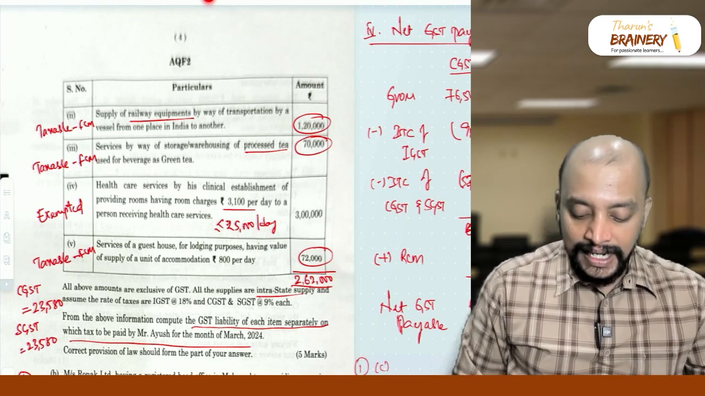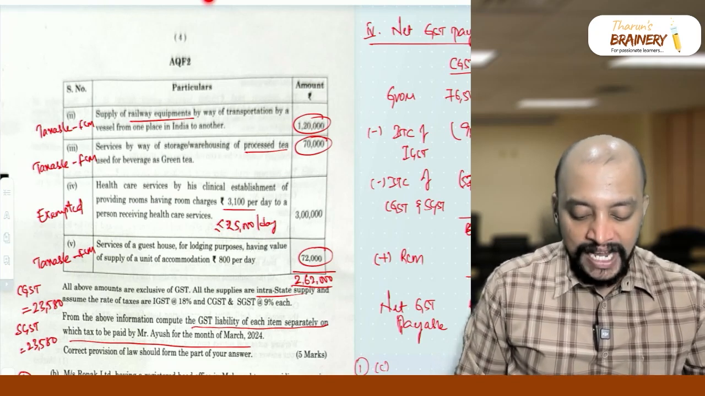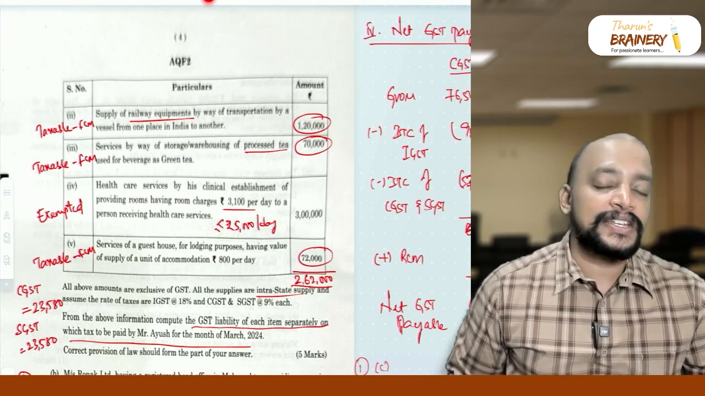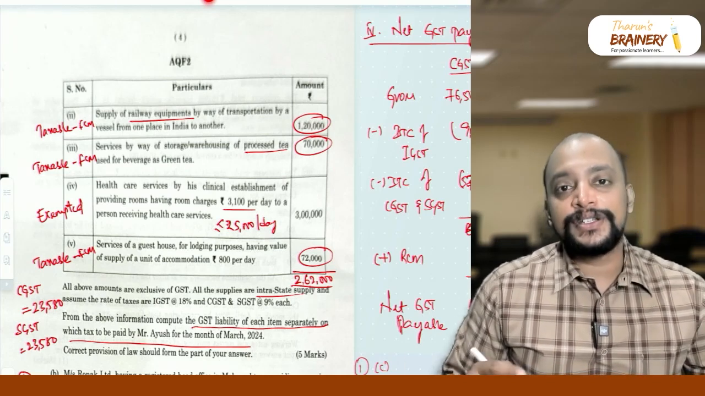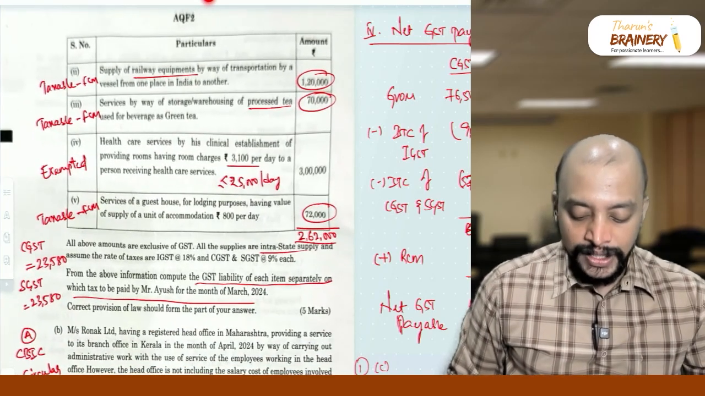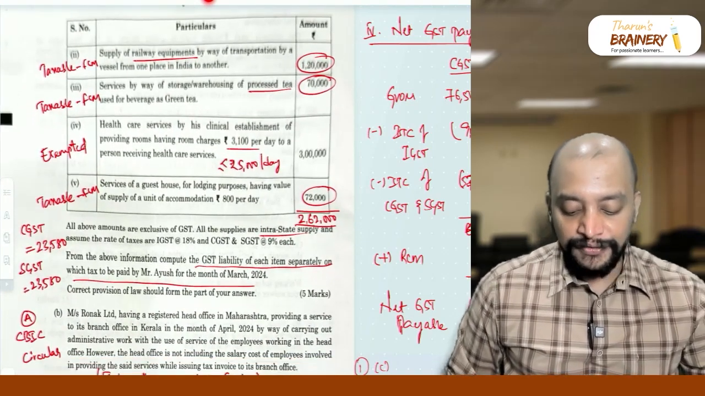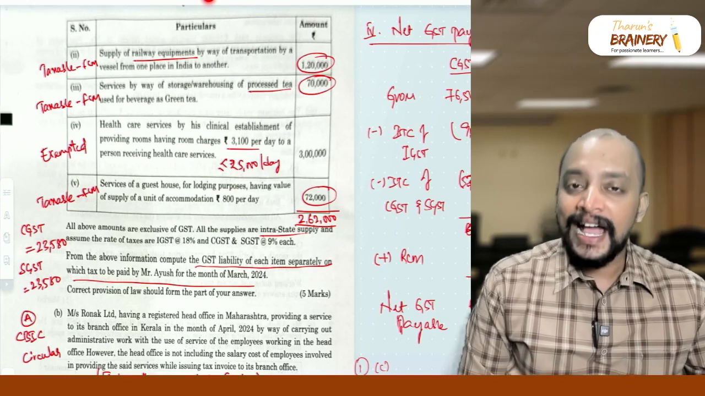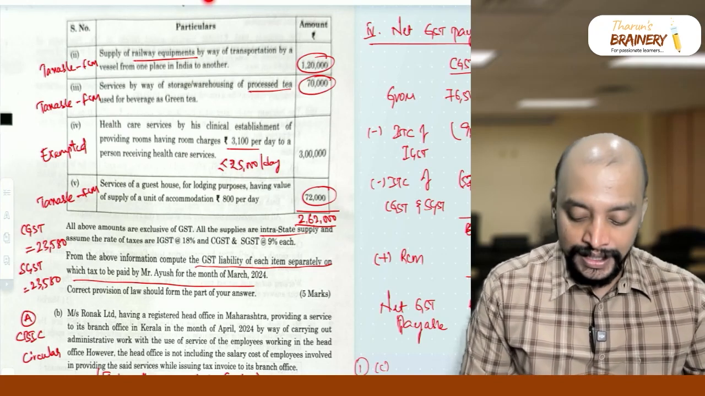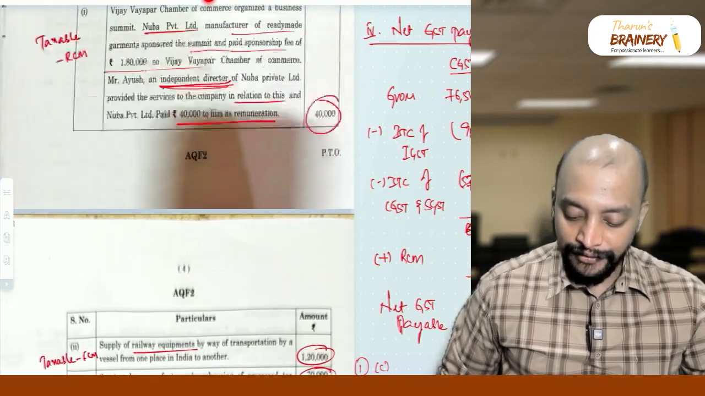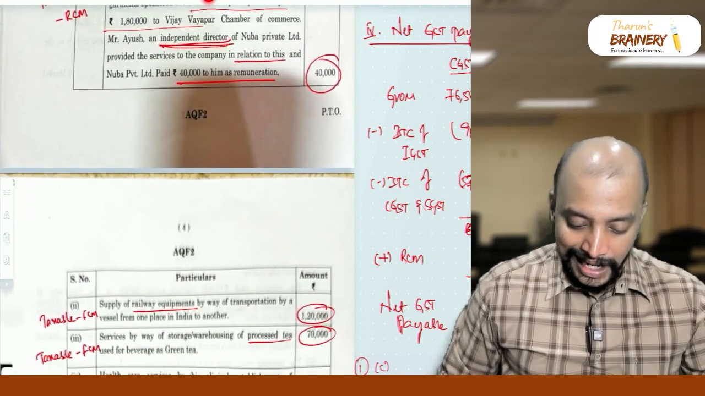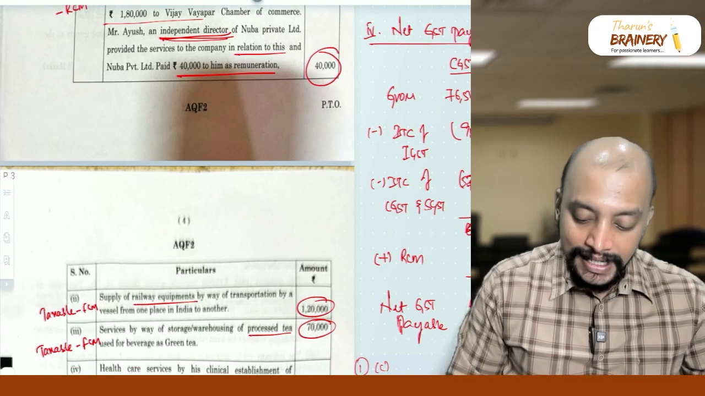Healthcare services by a clinical establishment, providing rooms with charges of 3,100 per day to a person receiving healthcare service as inpatients. If the value does not exceed 5,000 rupees per day, it is exempted. Then service of a guest house for lodging purposes having value of supply of a unit of accommodation 800 per day. Again, it will be taxable under FCM. We don't have any exemption with respect to this. So consequently, here the 40,000 will be taxable under RCM. It will not be taxable in his hands.